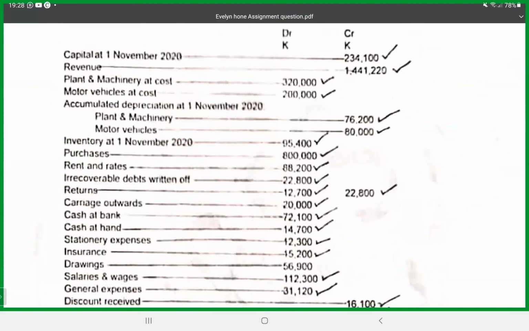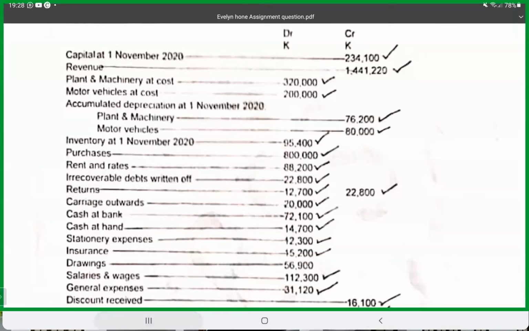Have you looked at the statement correctly? Look at it. Are you able to see the returns inward? Yes, sir. How much is the returns inward? 12,700. So the returns inward is on the debit side.